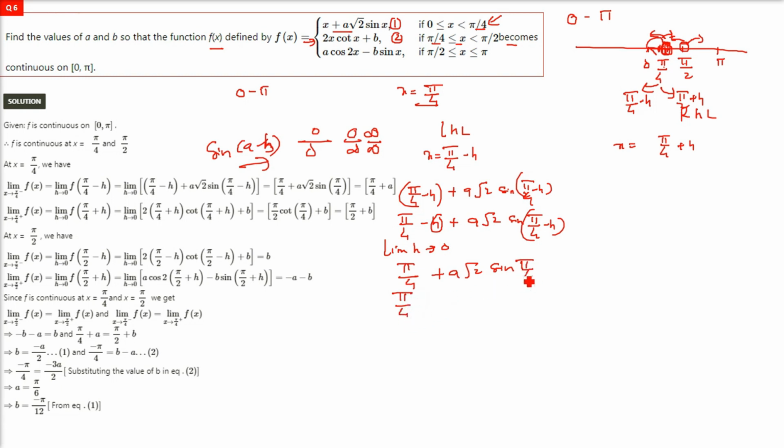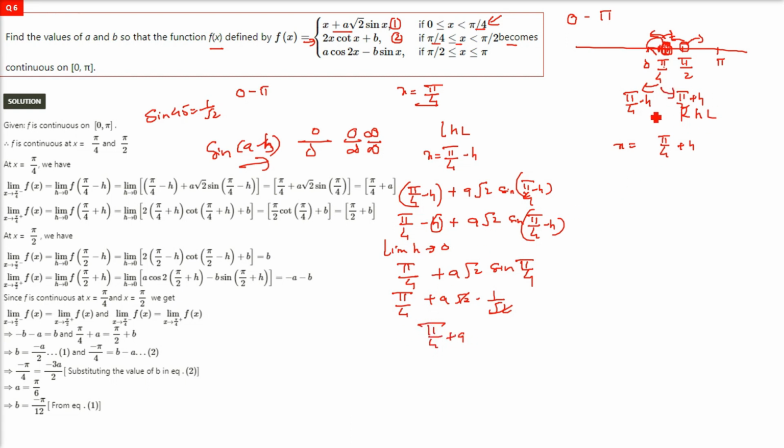Please remember, you have to do it like sine pi by 4 minus h. You have to open the formula, because that is the way. Now sine 45 degree, that is sine pi by 4, is 1 by root 2. So just replace it by 1 by root 2, 1 by root 2 cancel. You get pi by 4 plus a. This is your left hand limit.